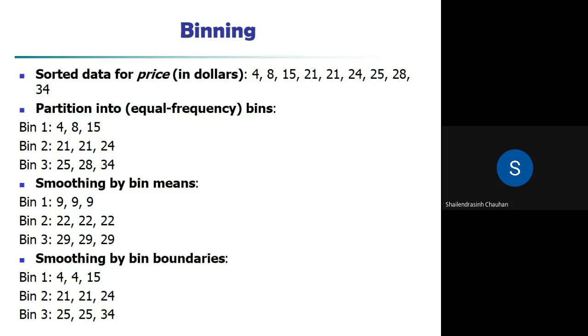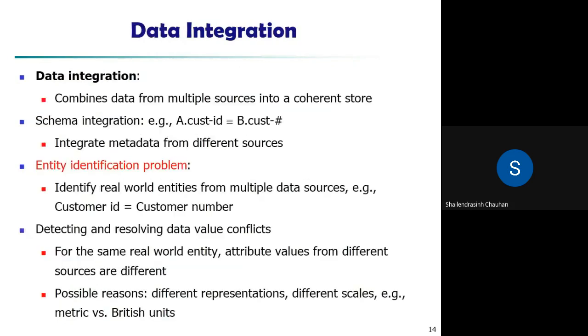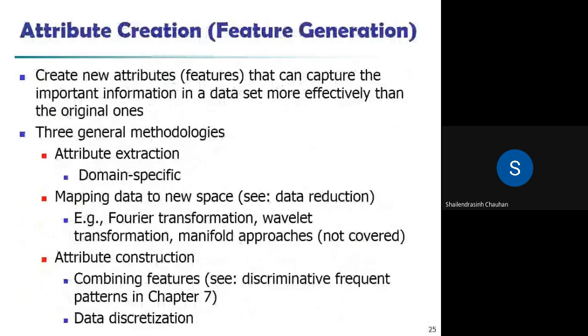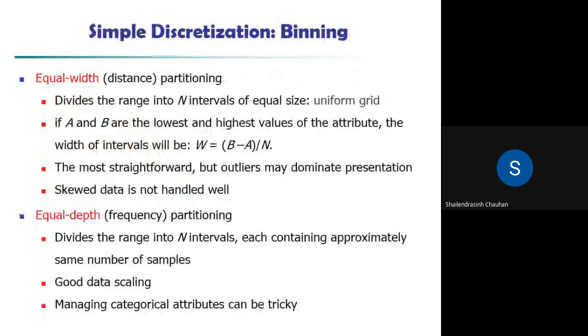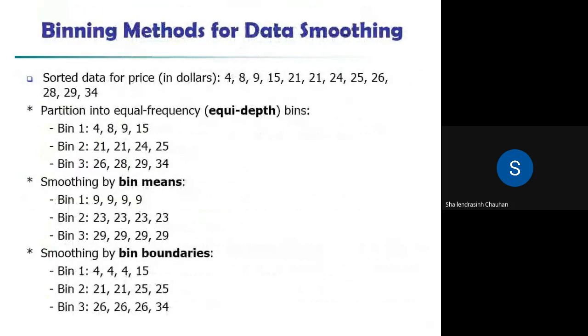Okay, before that, let us discuss one more sum using equal frequency. So let us consider this data. Here we are having, let's say, this much data: 4, 8, 9, 15, 21, 21, 24, 25, 26, 28, 29, and 34. Now, here what we are doing, we are creating, let us say, three bins. Equal frequency and equal depth, both are the same.